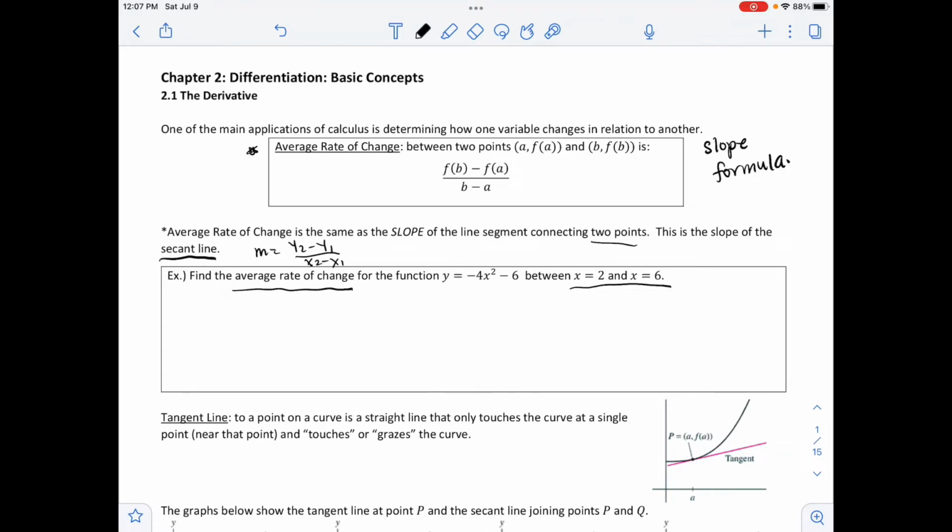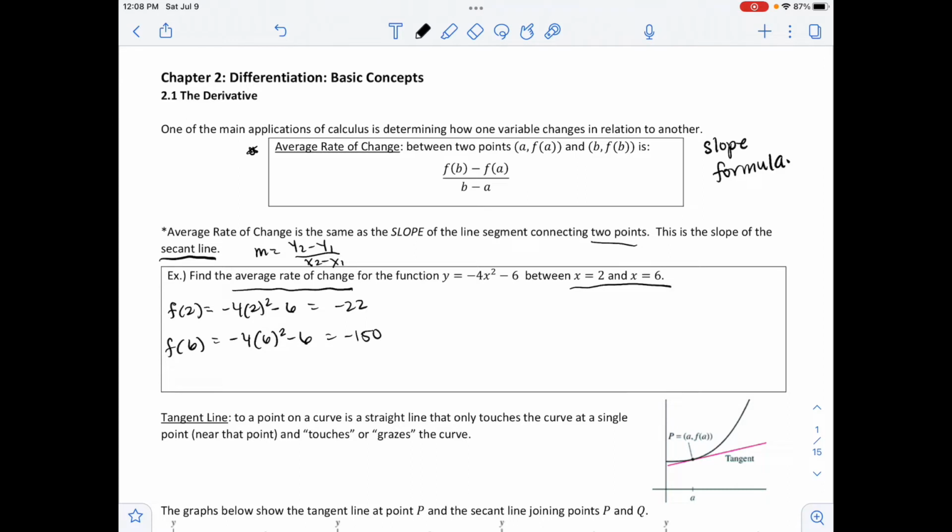So if you notice, we have our x values, but we do not have those y values or those function values. And so we need to find our first value by plugging in 2, and the second one by substituting in 6. And so substituting in 2, we have negative 4 times 2 squared minus 6. And our second value is negative 4 times 6 squared minus 6. And so when substituting in 2, we get negative 22. And substituting in 6, we get negative 150.